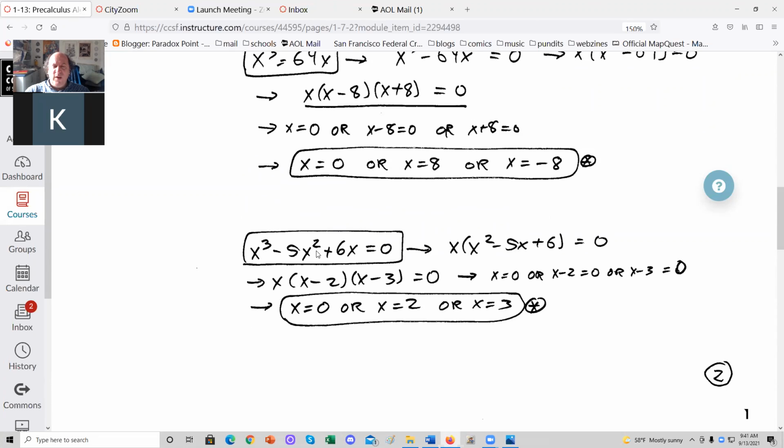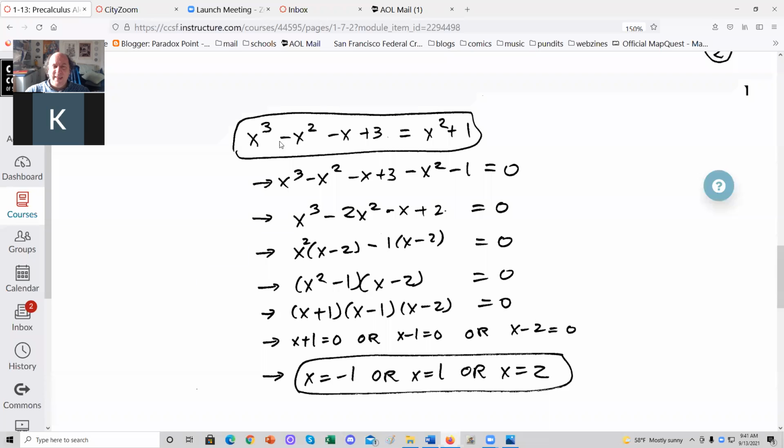Here we have x cubed minus 5x squared plus 6x equals 0. Well, there's a common factor of x. Pull it out. x times (x squared minus 5x plus 6) equals 0. Good. And now, this, x squared minus 5x plus 6, by the p-q method, we can find that this factors into (x minus 2) times (x minus 3). But don't forget the factor of x as well. So x times (x minus 2) times (x minus 3) is 0. So x is 0, or x minus 2 is 0, or x minus 3 is 0. Therefore, x is 0, or x is 2, or x is 3.